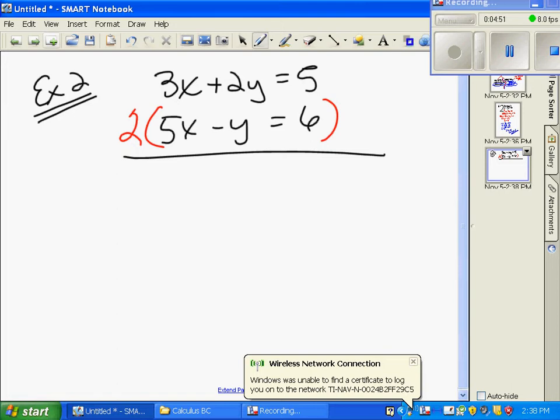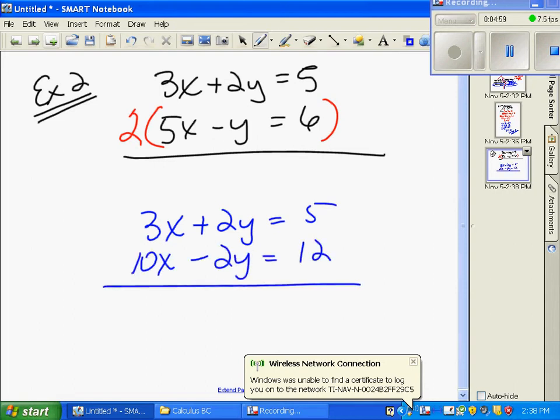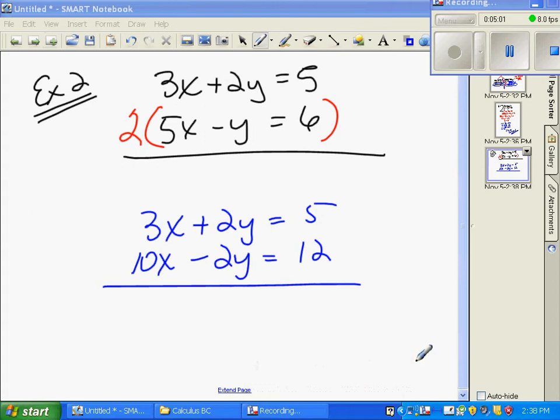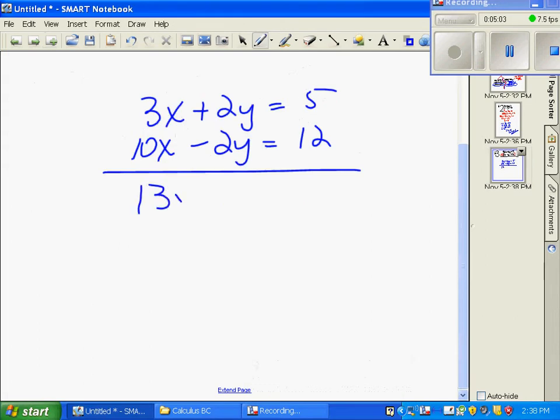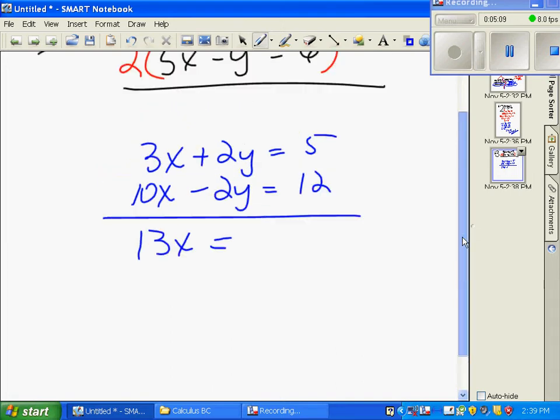So what I would get, I always rewrite them, 3x plus 2y equal to 5, and 10x minus 2y equal to 12. So what I get here then is 13x equal to, oh wait, I did something wrong.